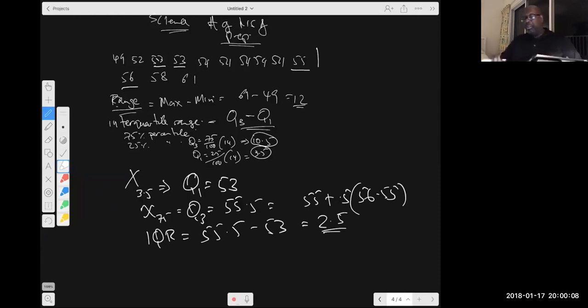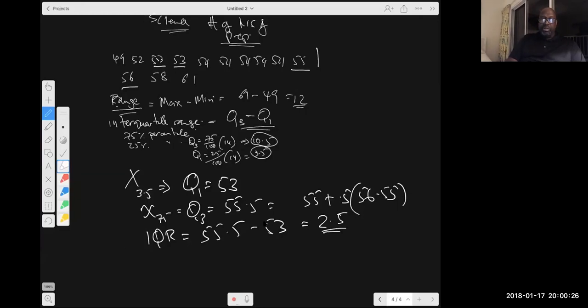Not a very big range in the middle. The numbers are fairly close, so there's not a lot of dispersion, not a lot of variability in this data. It doesn't look like it. So we have the range, and we have the interquartile range with that.